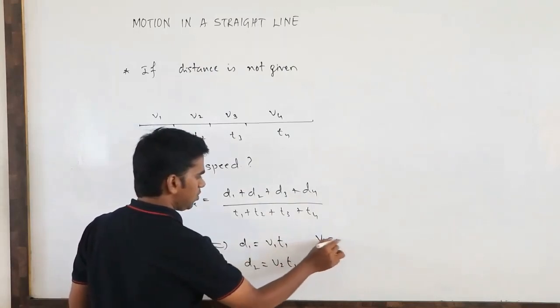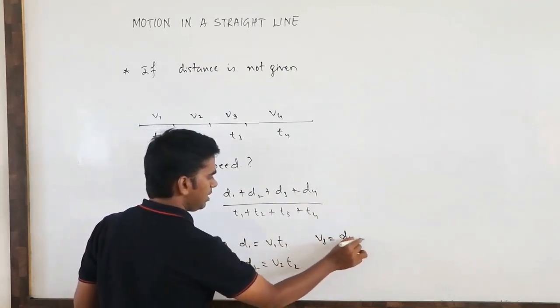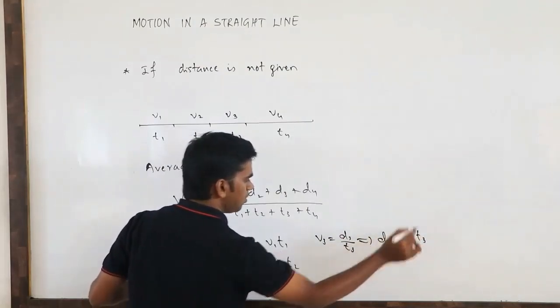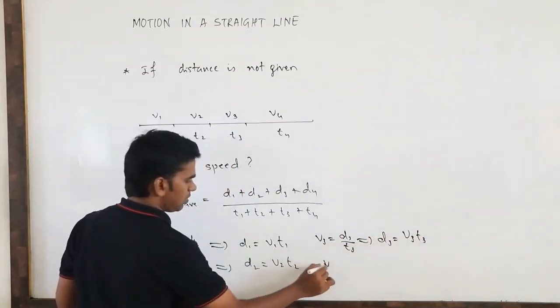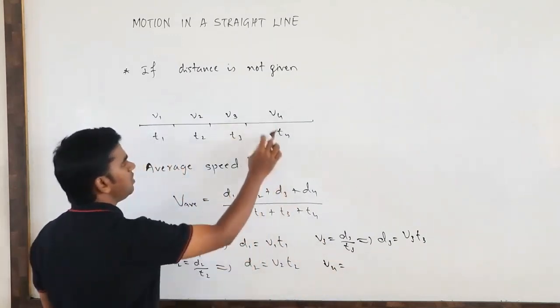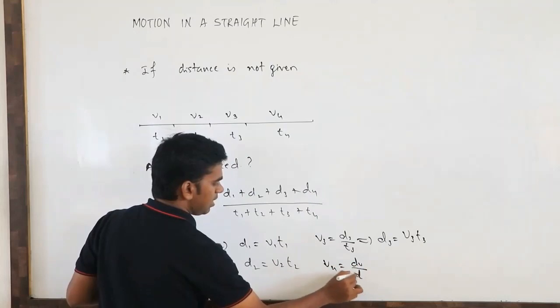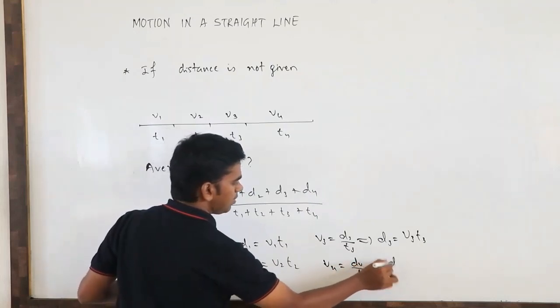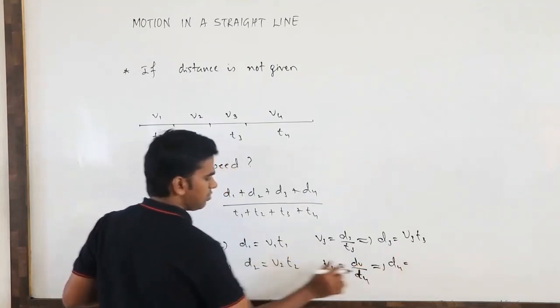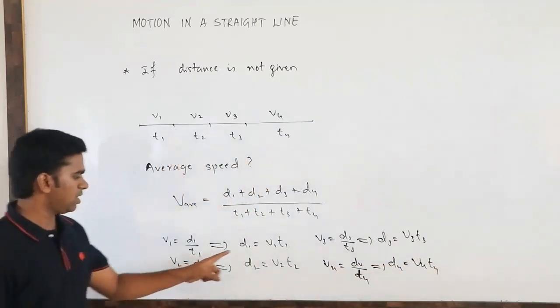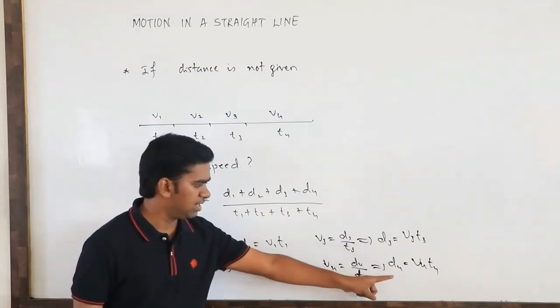Similarly, v3 is d3 divided by t3, so you can write d3 equals v3 into t3. And v4 is equal to d4 divided by t4, so you can write d4 is equal to, taking t4 to this side, v4 into t4. So now you have d1, d2, d3, d4.